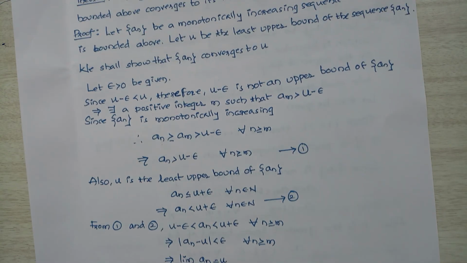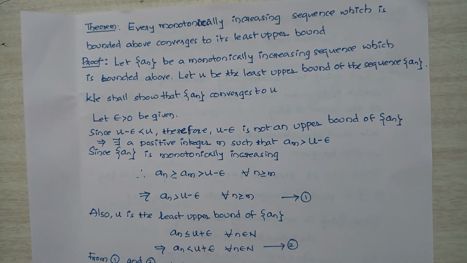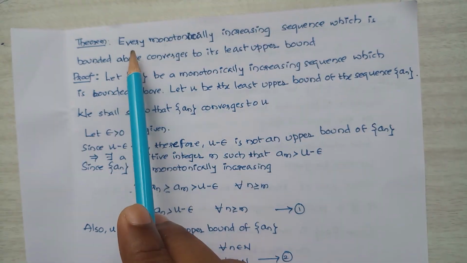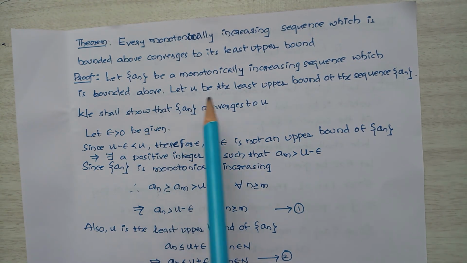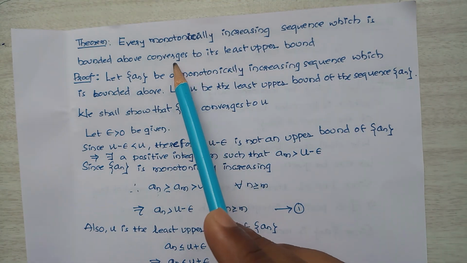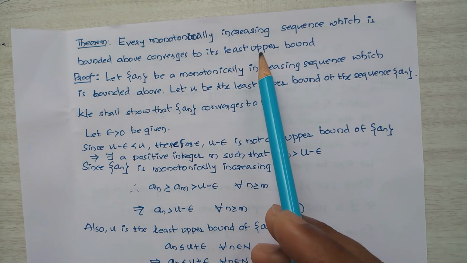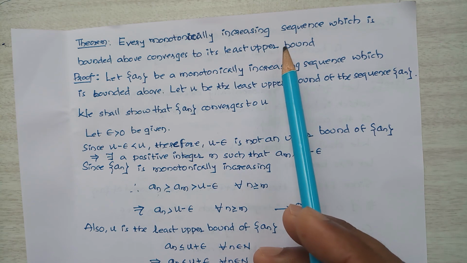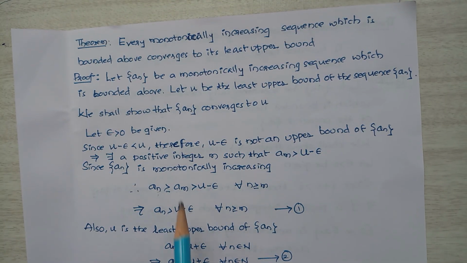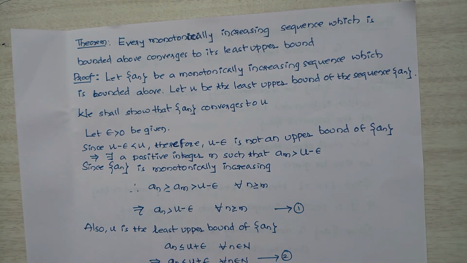So what I did here, I used the definition of a monotonically increasing sequence which is bounded above and proved that it converges to its least upper bound. So this is the theorem. This is the simple proof, and it follows by your definition.